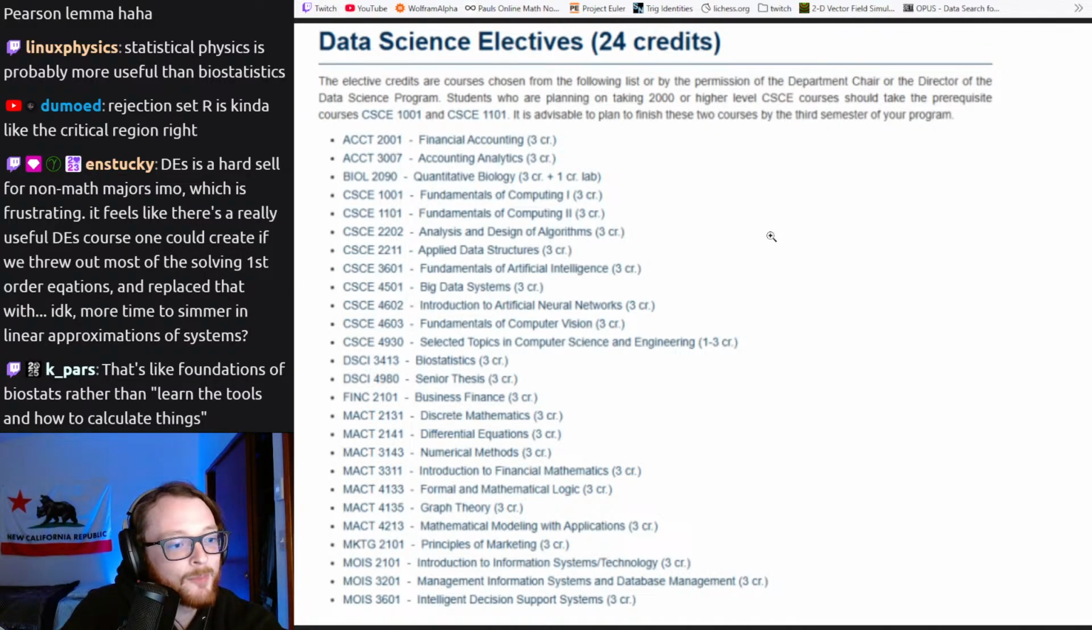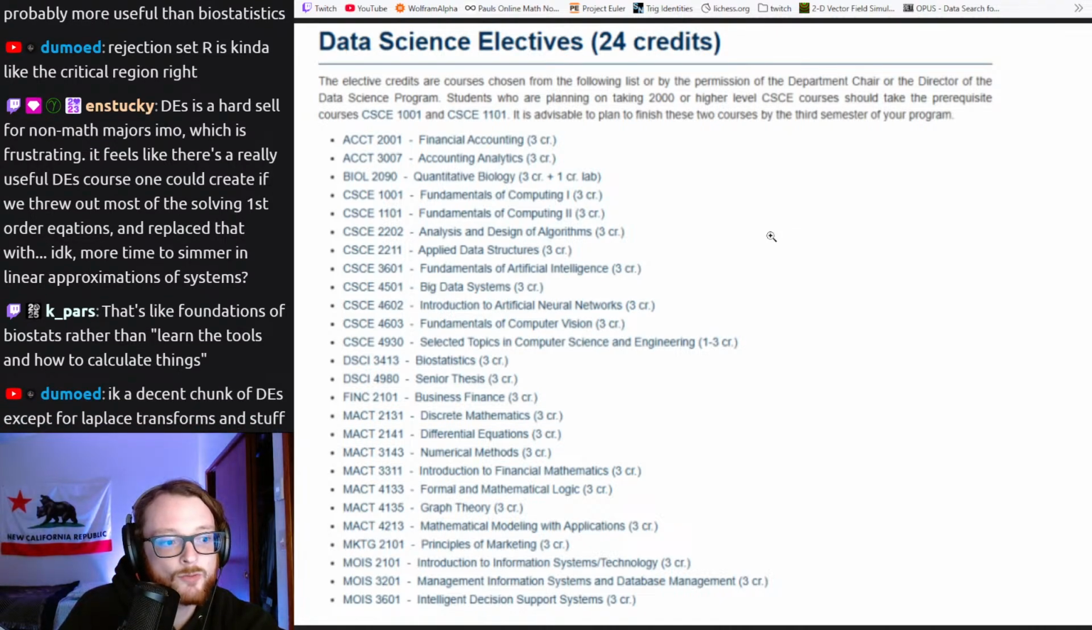DEs is a hard sell for non-math majors, which is frustrating. Yeah, that's true, Stooky. It's really useful. That's kind of how my math biology classes have been going. We've been talking about difference equations, and then we graduate into differential equations, and we only ever solve them numerically. But the big thing with differential equations in my math bio classes is stability analysis, and that's a really useful thing too. A decent chunk of DEs, except for Laplace transform and stuff. Okay.